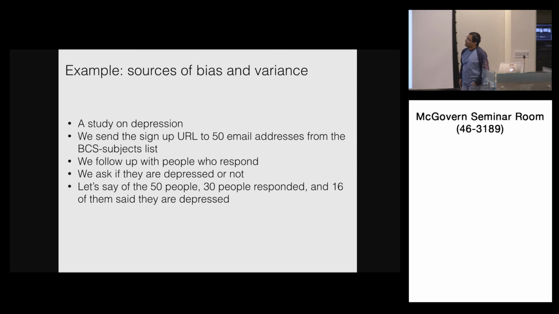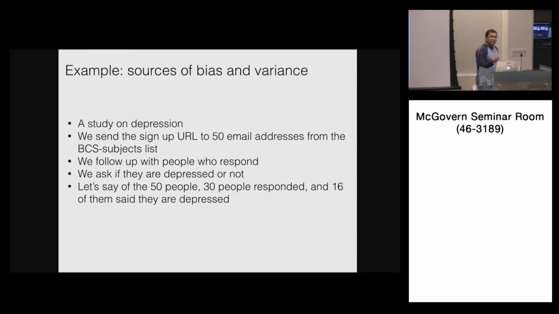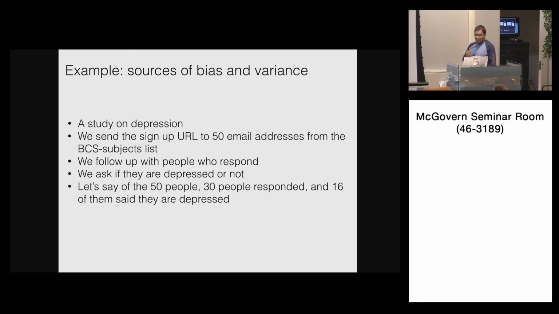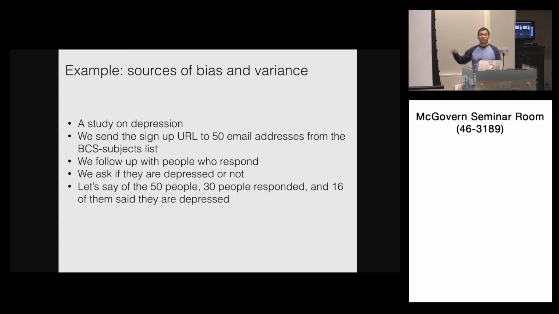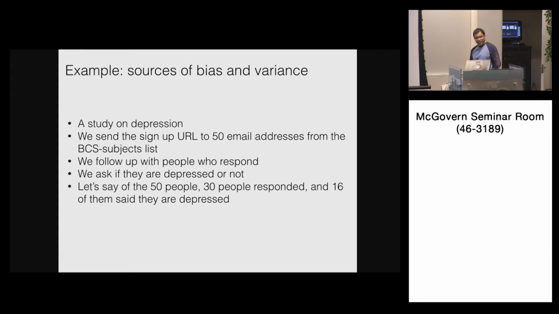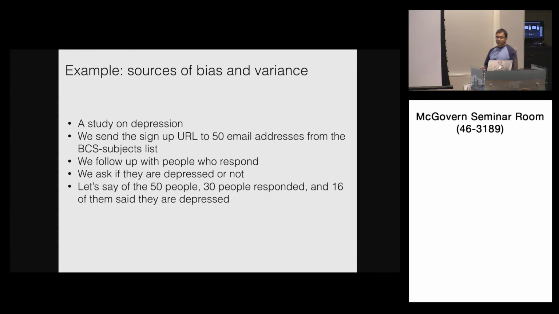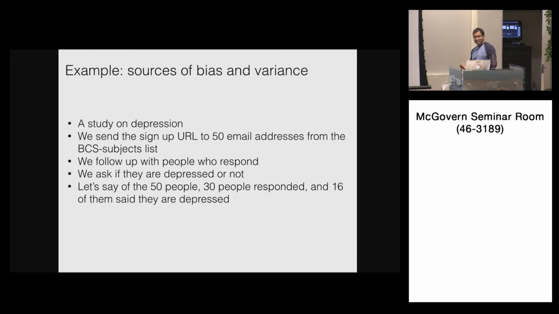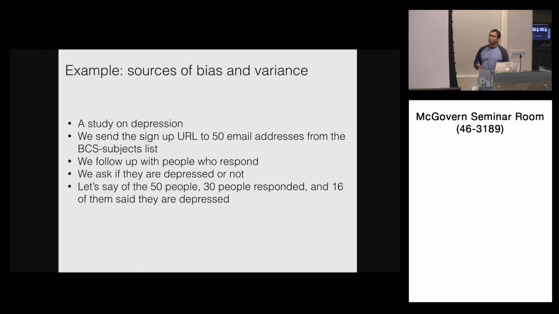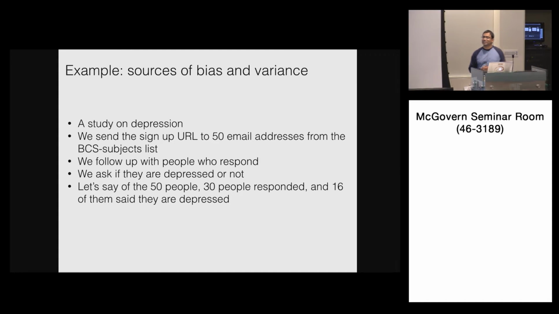So let's assume we're doing a study in depression. We send the sign-up URL to 50 email addresses from the BCS subjects list, which is a local list over here. We send announcements. We follow up with people who respond. We ask if they're depressed or not. Let's say of the 50 people, 30 people responded, and 16 of them said they're depressed. Would this data set be biased in some ways? Yes, no? What are some possible sources?